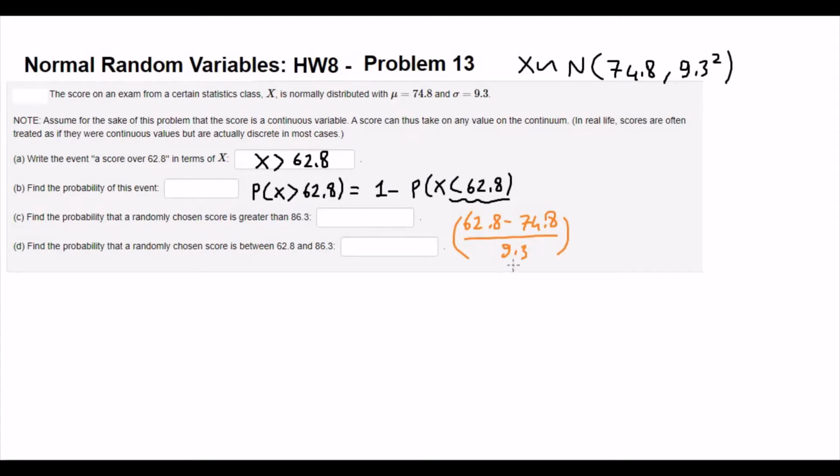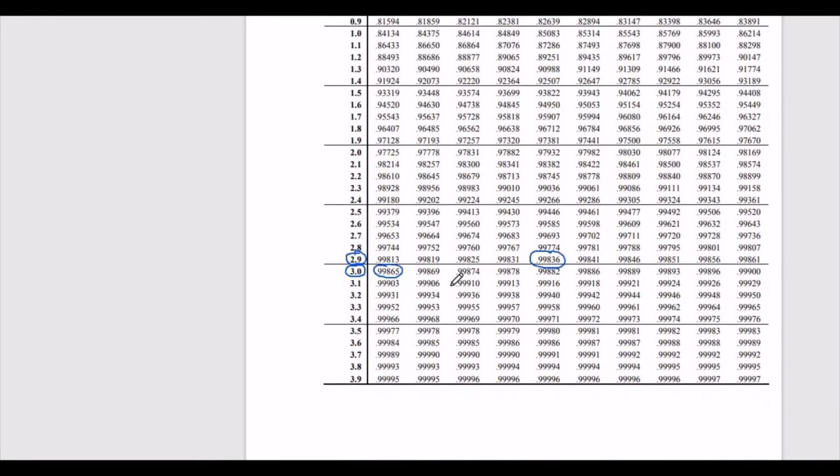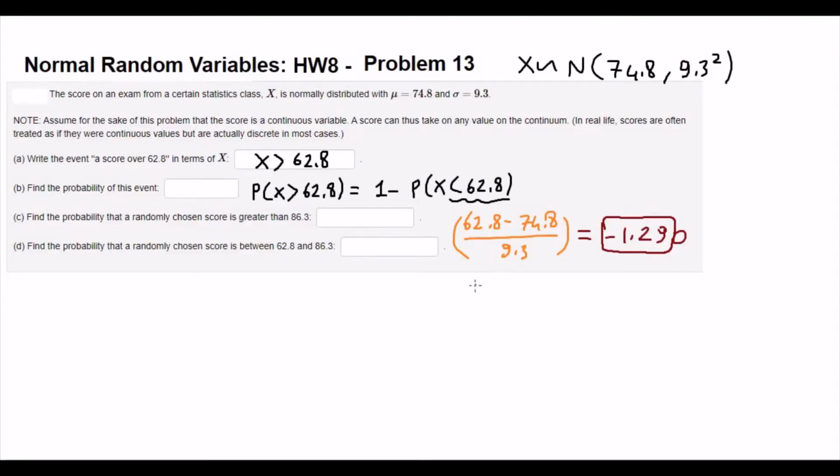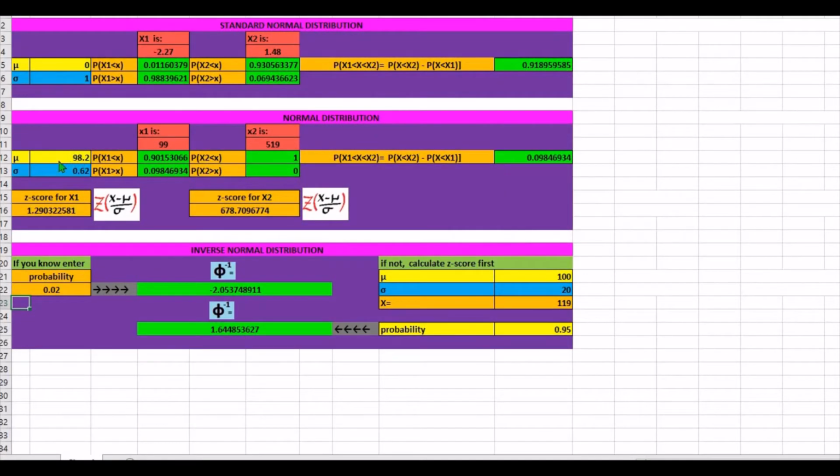So let's find the z-score here. Our z-score will be equal to -1.290. So you can check the z-score of -1.29 on the table. We go to -1.2, which is here, and 9 here, which is 0.0985. So 1 minus this probability will be the answer. So it's going to be 1 minus 0.0985. If it is not z-score sensitive homework, then you can directly use the calculator, entering the parameters mu and sigma.